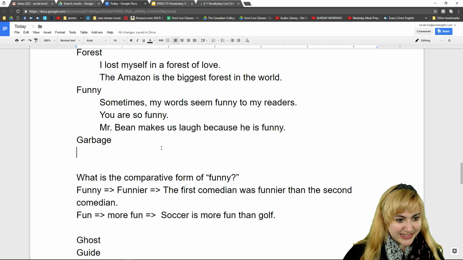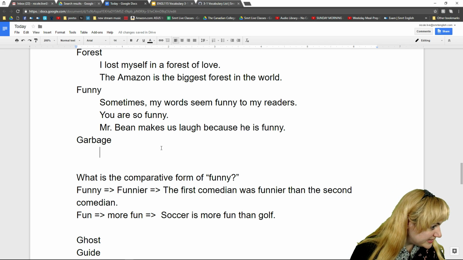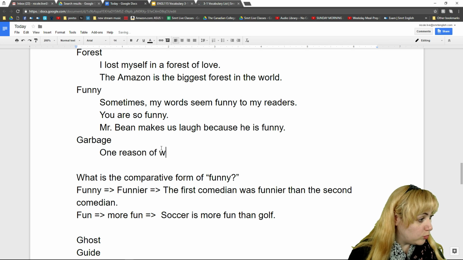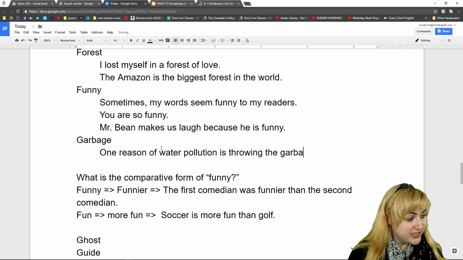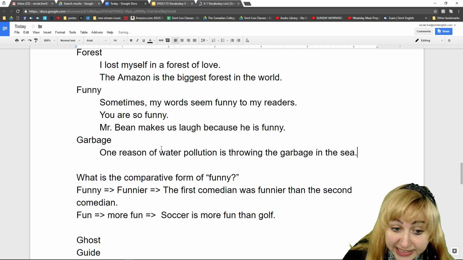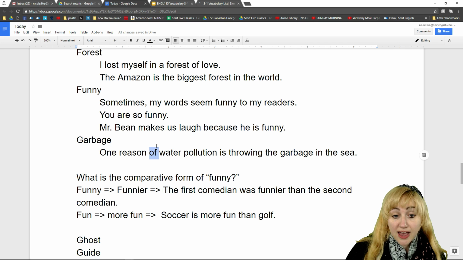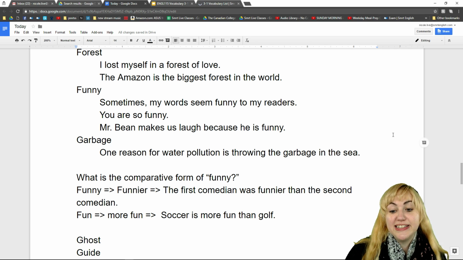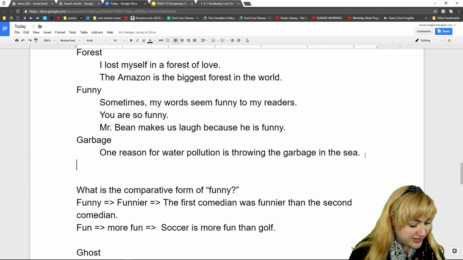Oh, I have a few example sentences for garbage now. Let's see. I know I saw one here. One reason of water pollution is throwing the garbage in the sea. Good example. I'm just going to change one thing. I'm going to change the preposition of to for. One reason for water pollution is throwing the garbage in the sea. Very good. Let's see, another one for garbage.